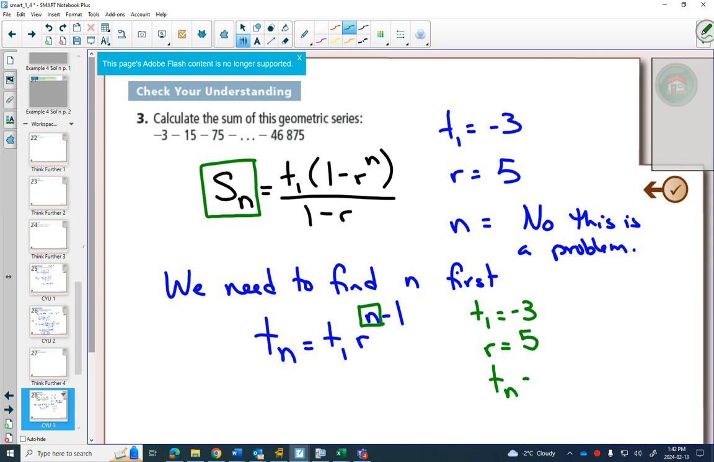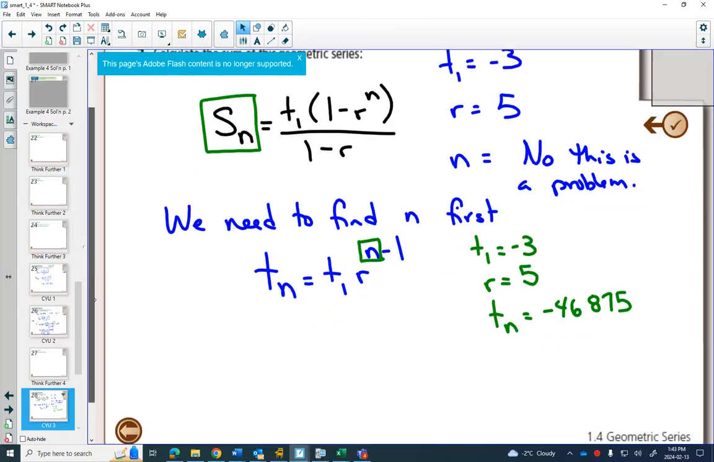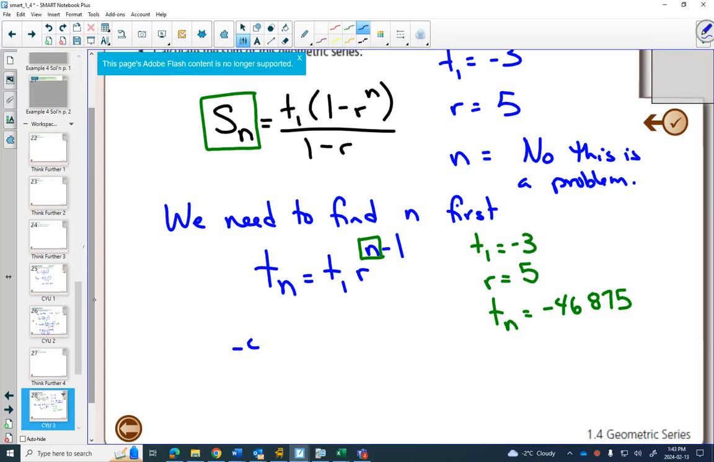Do we know term n, which is the last term? Yes. We know that term n is negative 46,875. So using this formula, we could plug in everything except for the n that we want to solve for. So let's start. Let's see where that goes. So I plug in term n is negative 46,875. Term 1 is negative 3. r is 5 to the n minus 1.